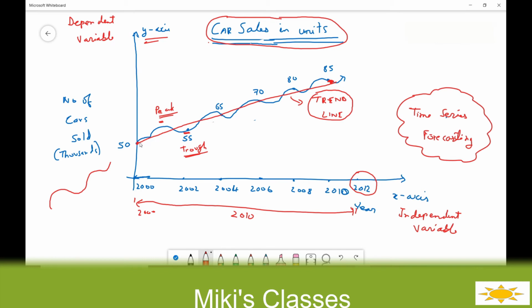Trend line is the general trend for this particular variable. What is the variable? Car sales in units. Has it gone down or has it gone up over a period of time? In our case, from 50,000 units, it's gone up to about 85,000 units. Correct? So this is the trend line. In our case, the trend line has moved up. Correct. So generally speaking, car sales figures have been moving up steadily, year on year on year. Fine. This is what you call a trend line.